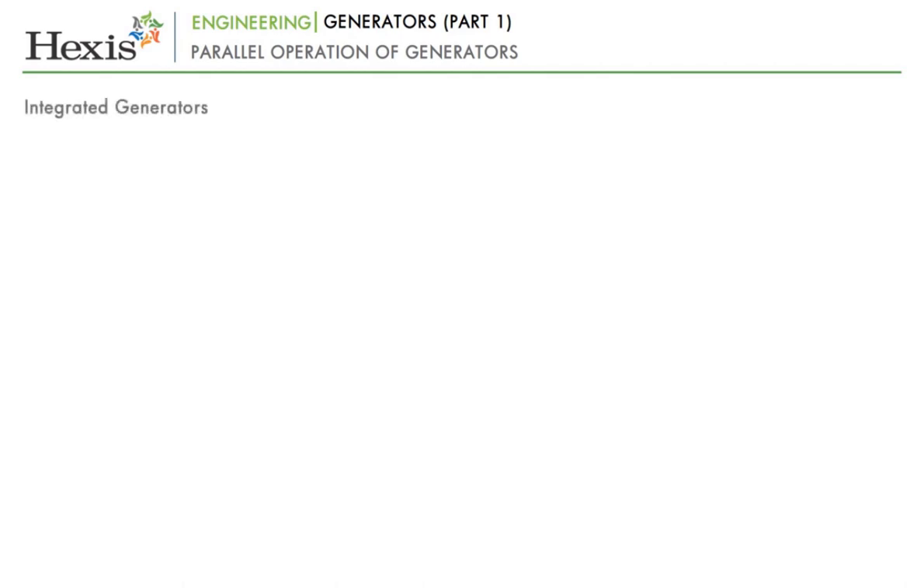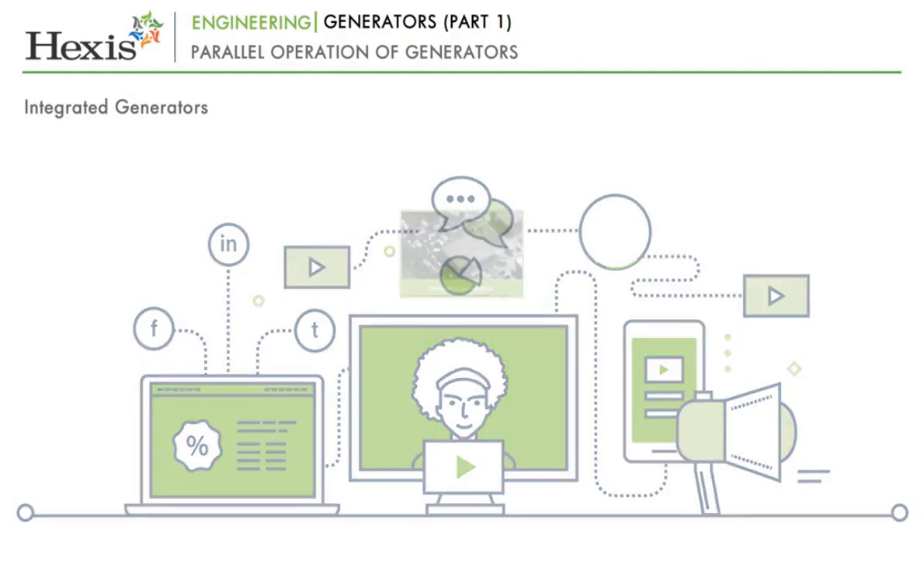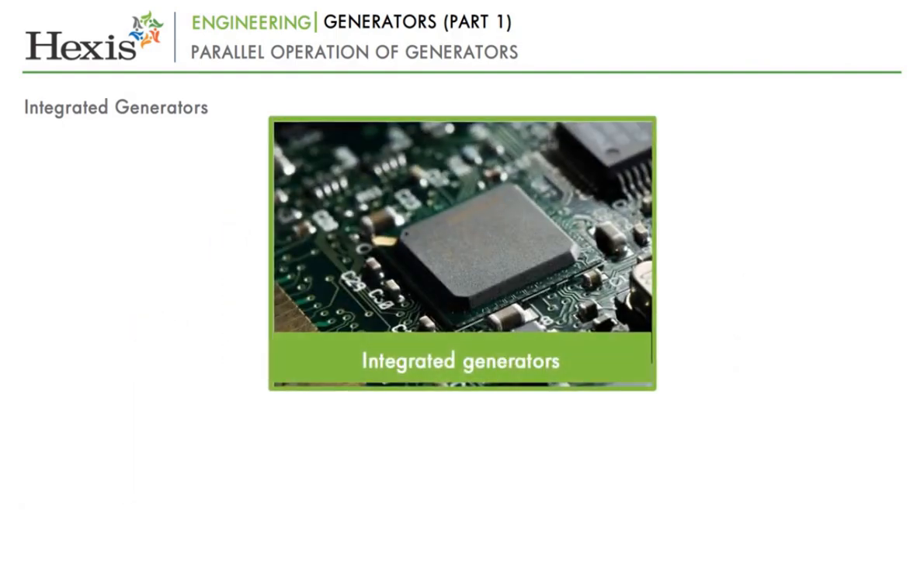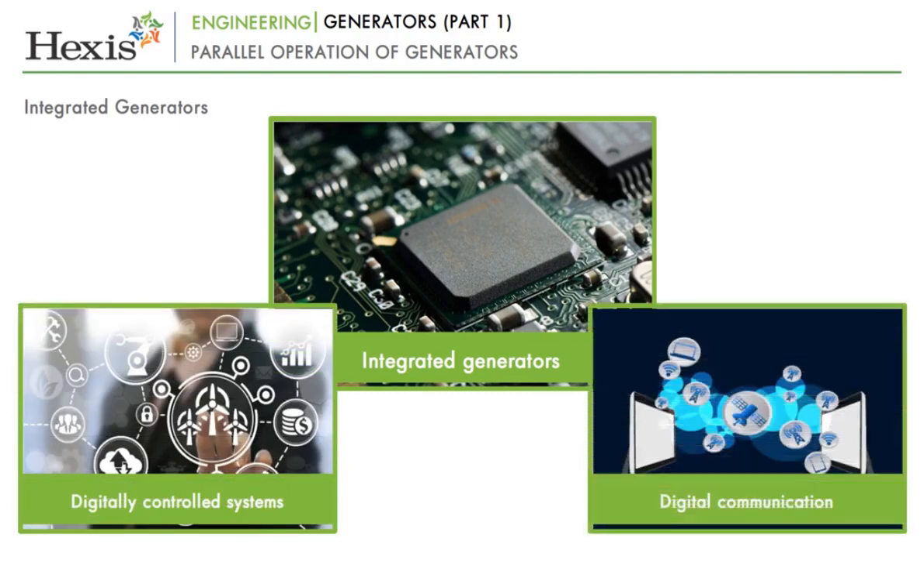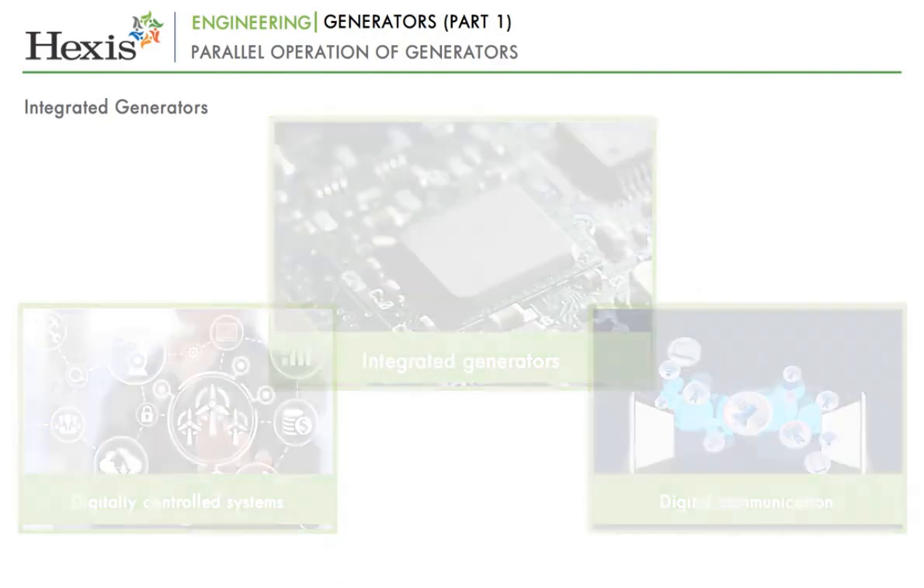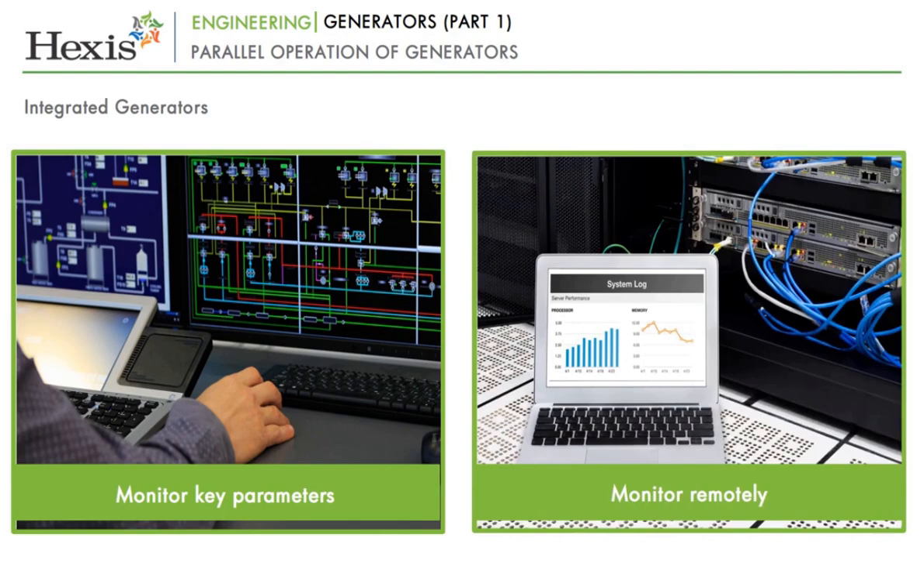With new innovations and technologies coming up, generators have also evolved over the years. The companies can now opt for integrated generators which comprise digitally controlled systems and digital communication systems. The working of the key parameters can be monitored on a computer by connecting the master controller to it, making troubleshooting easier. Modern parallel switchgear can be connected to the computer and the internet for monitoring it remotely as well.